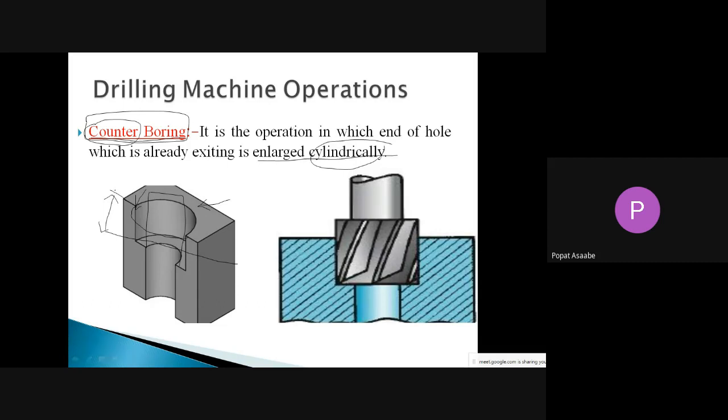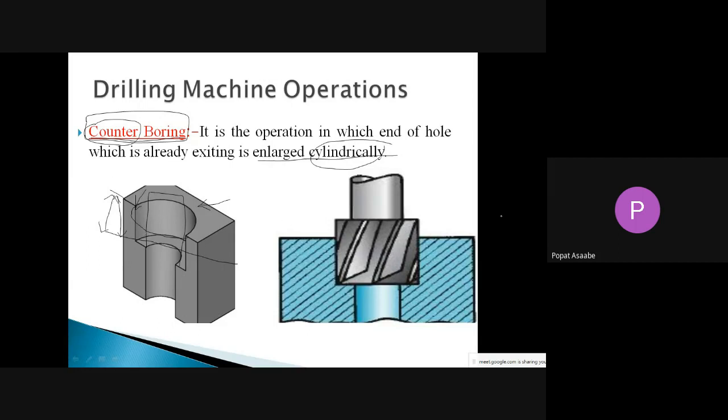You have to remember that the counter boring operation we can carry out on only some portion of that existing hole. It is not necessary to carry out the counter boring operation throughout the hole. Only some portion of that existing hole. This operation we can carry out on some portion of that existing hole.